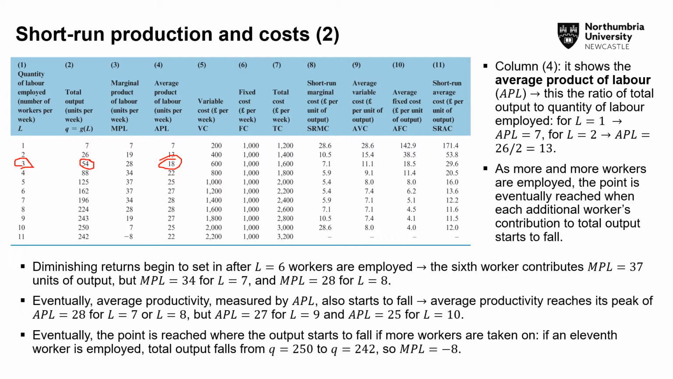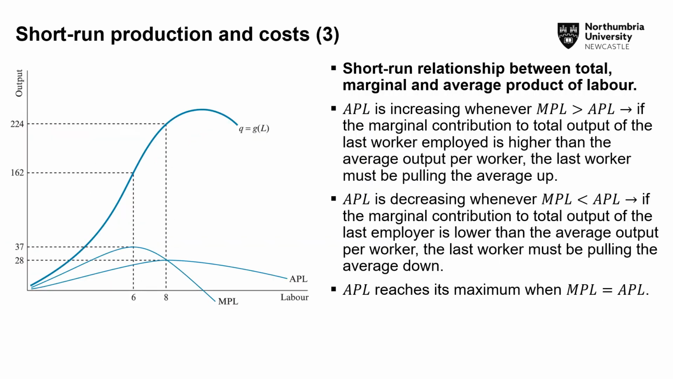What you will also see is that as output increases, and the amount of total output increases, and the amount of labor increases, what happens is that the average product of labor begins to fall. And this is related to the decline in the marginal product of labor beyond a certain point, as you see here. And we will discuss that very shortly. Now let's look at the short-run relationships between total, marginal, and average product of labor.